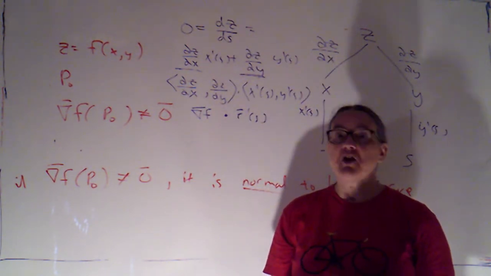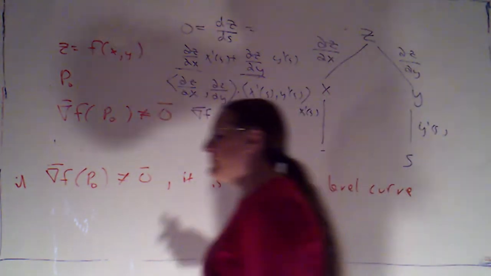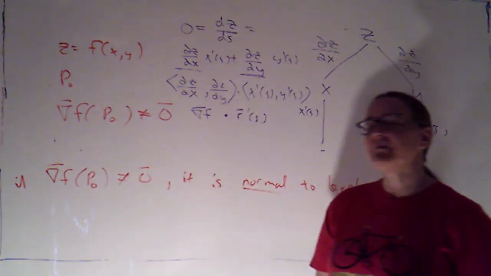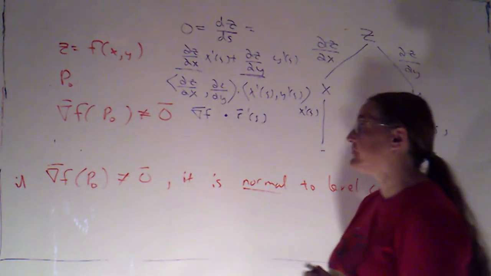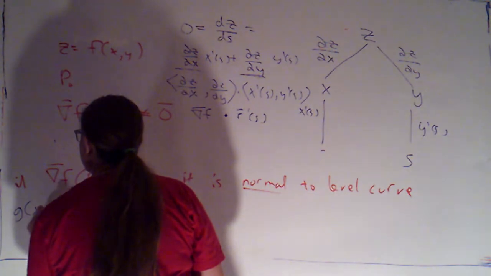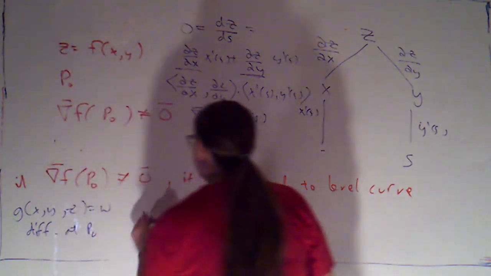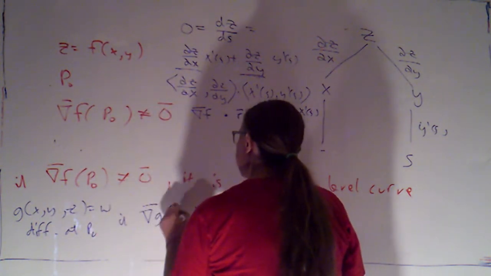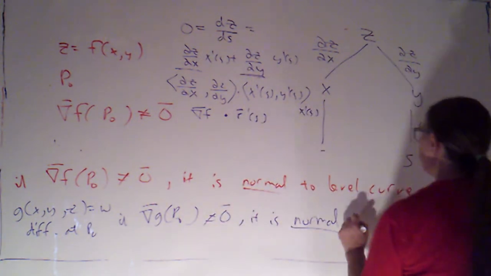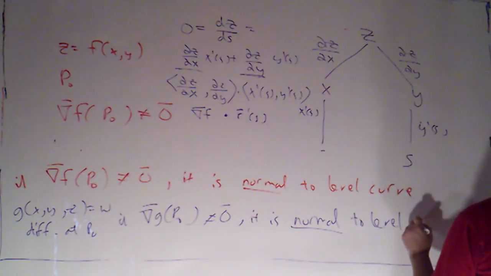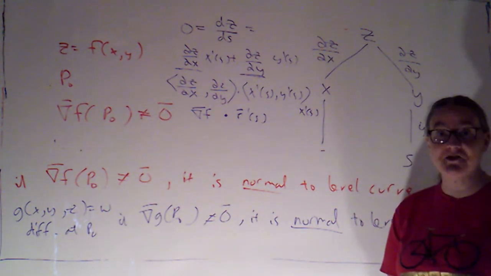Okay. And if it's going to be normal to every curve on the surface, it's actually going to be normal to the surface. So what happens is for differentiable functions of two variables, the gradient's going to be normal to the level curve. For a function of three variables, the gradient is going to be normal to the level surface. Okay, so if I have g of x, y, z equals w, differentiable at p naught, if the gradient of g at p naught is not zero, it is normal to the level surface that contains p naught. Pretty cool. We'll take a look at how we can take advantage of that in the next video.